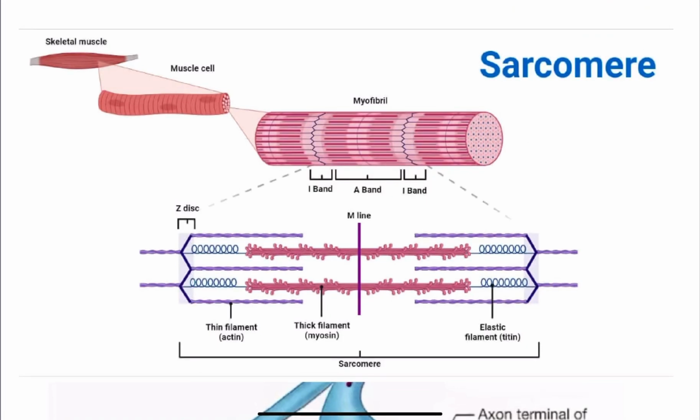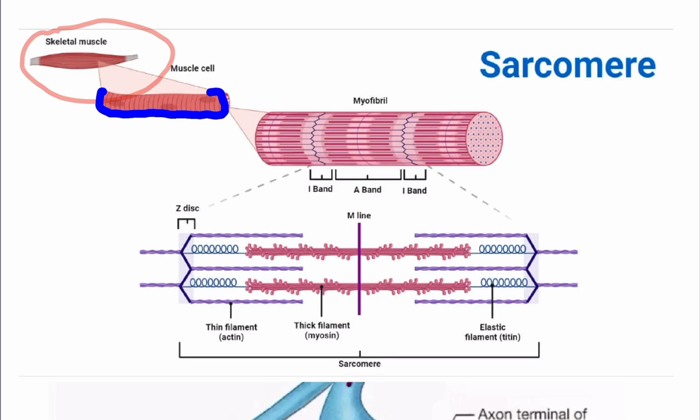All right, this is just a little talk about muscles and muscle physiology. Skeletal muscles, these muscles that are under voluntary control, contain many muscle fibers or muscle cells. So, many muscle cells make up one skeletal muscle within the body.